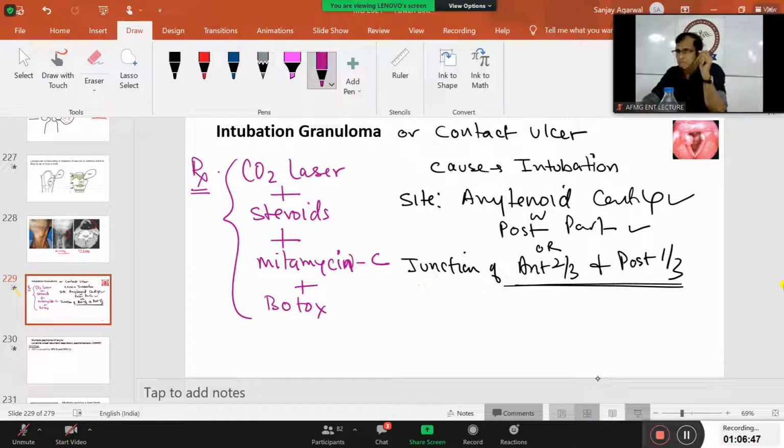Now, something which is difficult to treat is best avoided. Prevention is better than cure. So something which you cannot treat, you should avoid. And that's why when you intubate, you have to be careful. During intubation, you have to be careful.